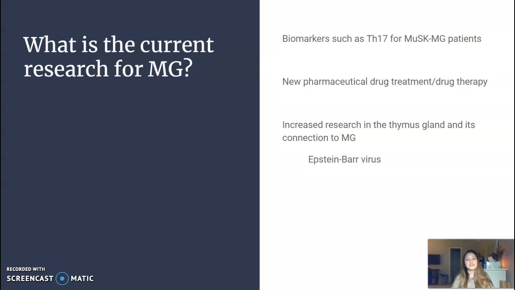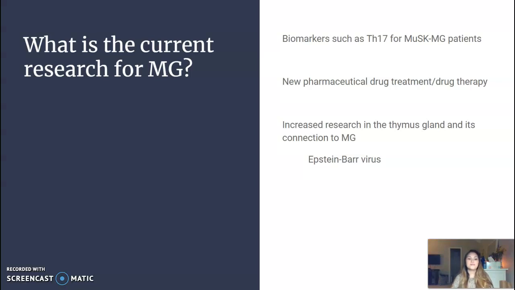Some current research for myasthenia gravis, the biggest research has to do with the biomarkers such as the T helper groups for MuSK patients. They found that in some patients with myasthenia gravis, they have found higher numbers of these T helper 17 cells, which means that it is possible that this particular subset of T helper cells are malfunctioning and not doing their job. So it's possible that in people who have biomarkers for T helper 17 or who have high numbers of T helper 17 cells, they could be at risk for developing myasthenia gravis or already have it.